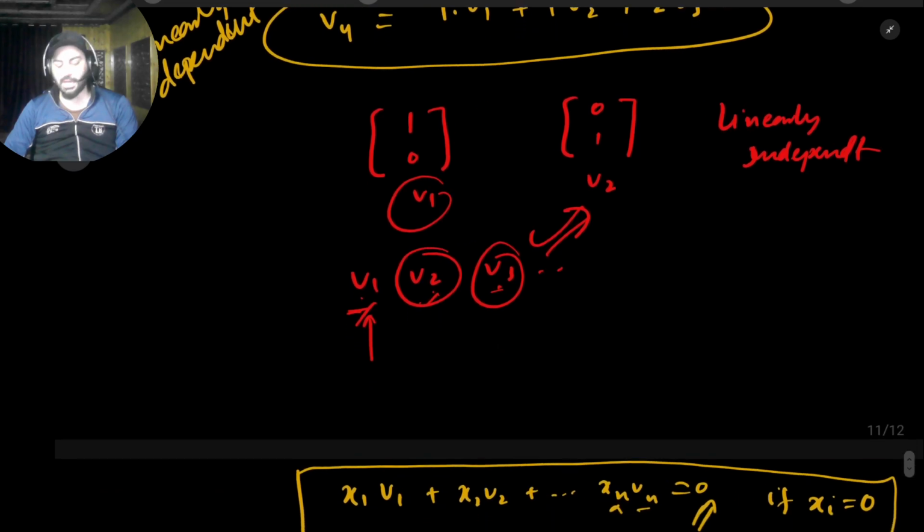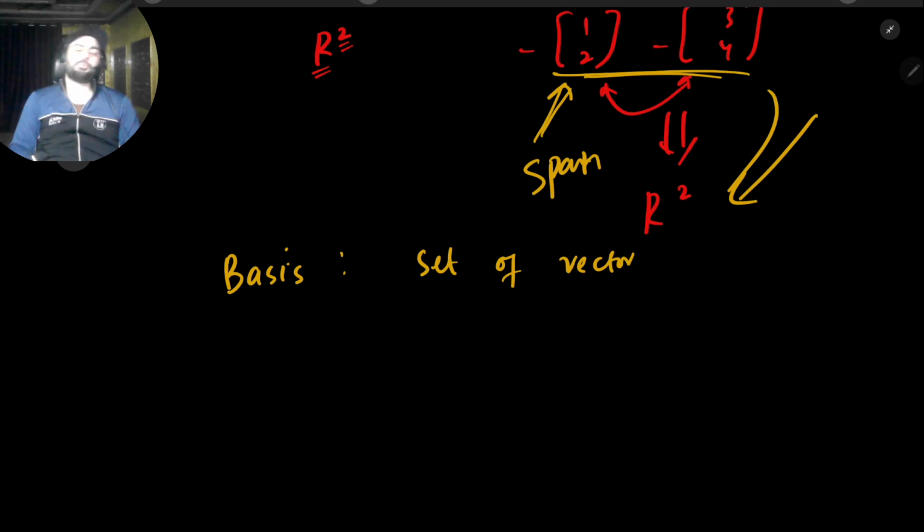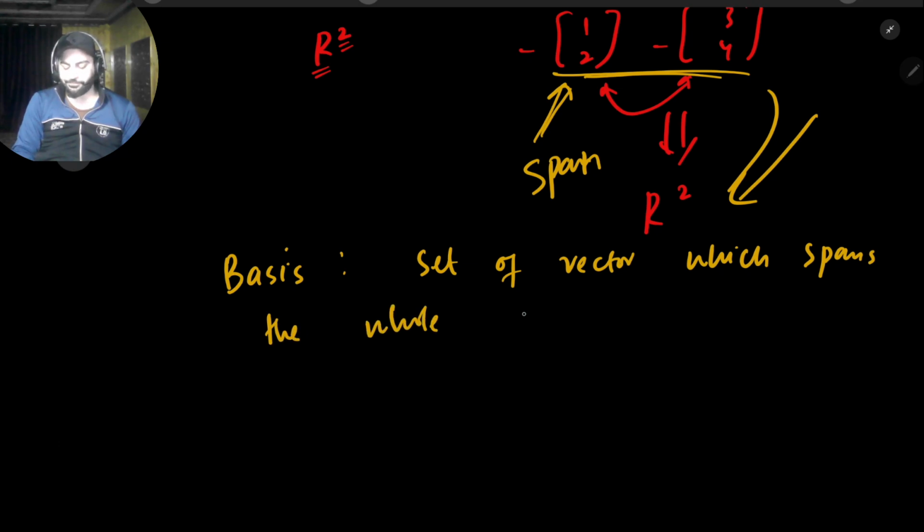Nice. So from this, I'll go to the concept of basis now. So basis is a set of vectors. Let's suppose we'll talk in 2D. It's a set of vectors, basically a minimal set of vectors, in which the number of elements is minimal, which spans the whole vector space.